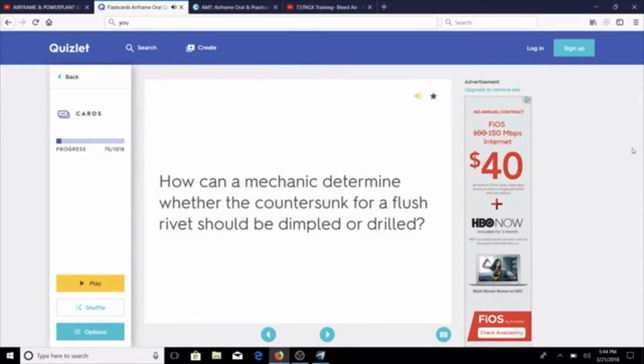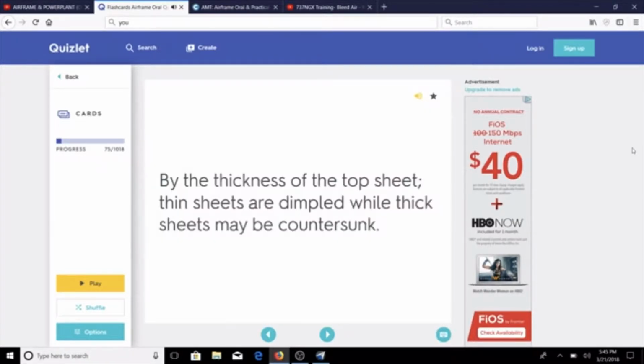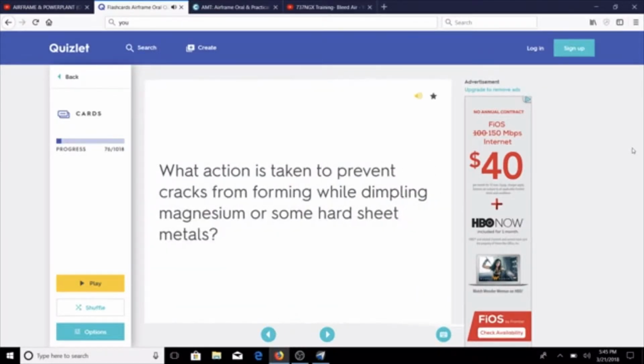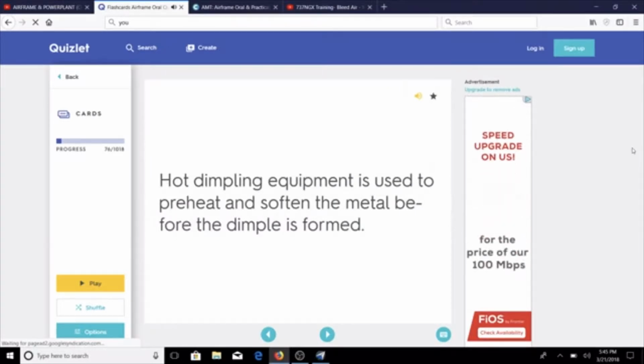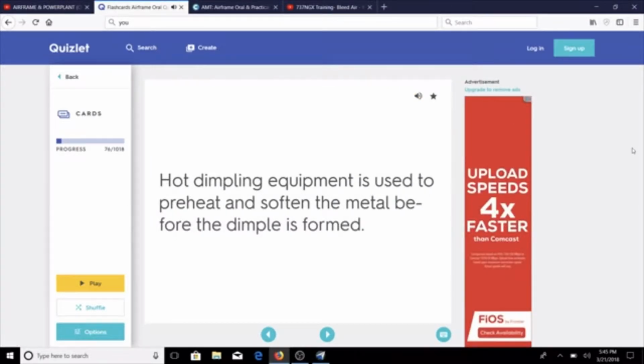How can a mechanic determine whether the countersink for a flush rivet should be dimpled or drilled? By the thickness of the top sheet. Thin sheets are dimpled while thick sheets may be countersunk. What action is taken to prevent cracks from forming while dimpling magnesium or some hard sheet metals? Hot dimpling equipment is used to preheat and soften the metal before the dimple is formed.